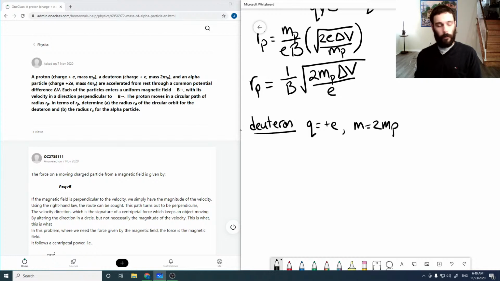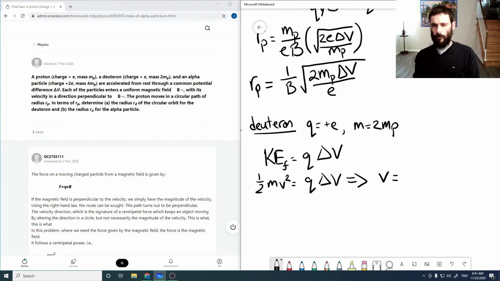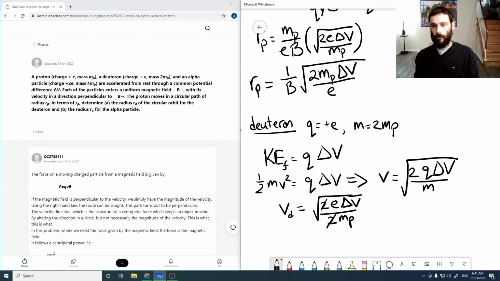So recall that from our kinetic energy expression, we have that KE final is q delta V, or 1/2 mv squared is q delta V. So then v is the square root of 2q delta V over m. Okay. So then we can just plug in our charges and our mass. So the v for our deuteron is just the square root of 2e delta V over 2mp, which is e delta V over mp.